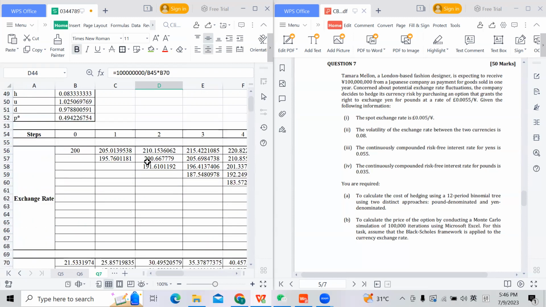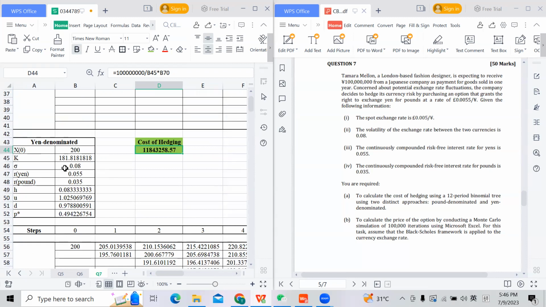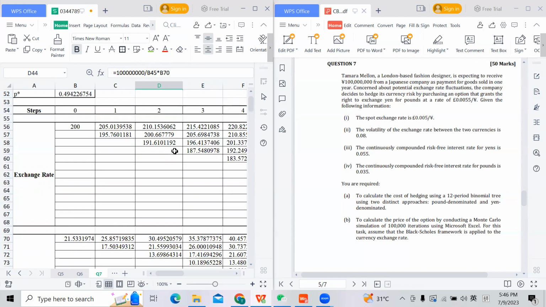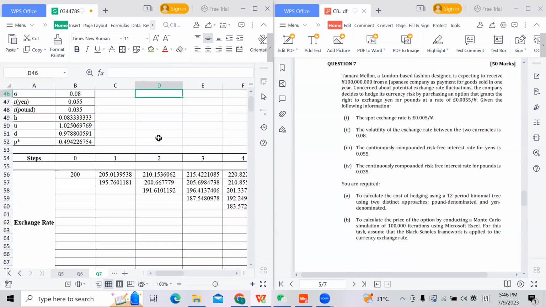But for here, since we know, right, the K is 1.1, which is 181 yen equals 1 pound, we need to find the cost of hedging under the pounds. So we need to take the 100 million yen divided by the K and then times the call price, the current call price. So we will get the cost of hedging, yeah, in pound.